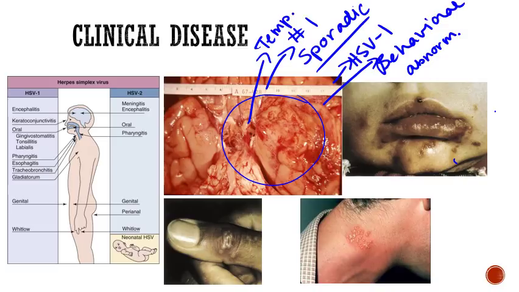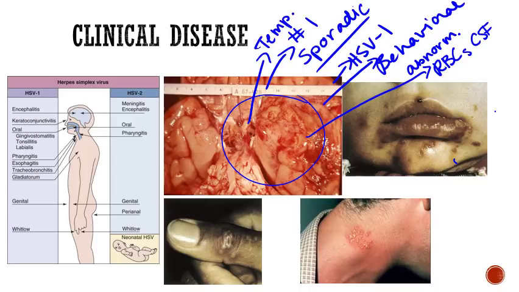Once you know it's aseptic encephalitis, you have to look at patient history. HSV should certainly be considered. You can do PCR of the CSF. Another key finding you might find here is red blood cells in the CSF. If you see red blood cells in the CSF of a healthy patient with a history of maybe cold sores who is experiencing behavioral changes, that's something you're going to want to keep in mind.